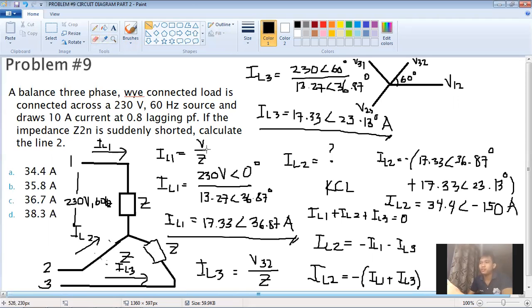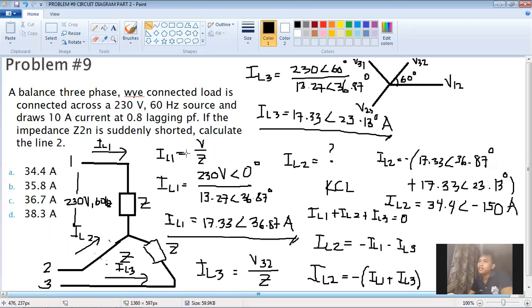Since Z2N is shorted, we can get the current at line 1 and line 3, so that we will get line 2. Since it is shorted, the current in line 2 can be obtained with the use of current IL1 and current IL3. So first we will get the current in line 1.